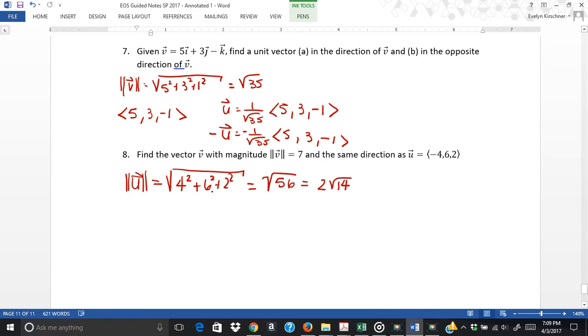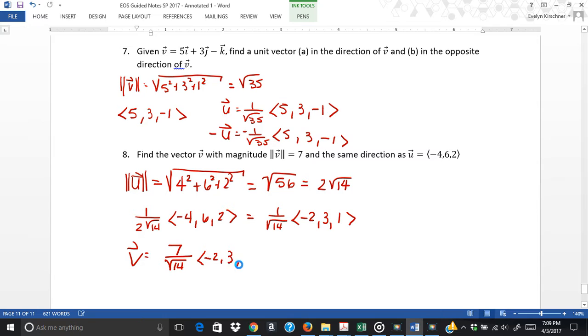And now I know that my u is going to be 1 over 2 radical 14 times negative 4, 6, 2, which is 1 over radical 14 times negative 2, 3, 1, because I divided each of these by 2. Now I want v, so v is going to be 7 times 1 over radical 14 times negative 2, 3, 1, which gives me negative 14 over radical 14, 21 over radical 14, and 7 over radical 14.